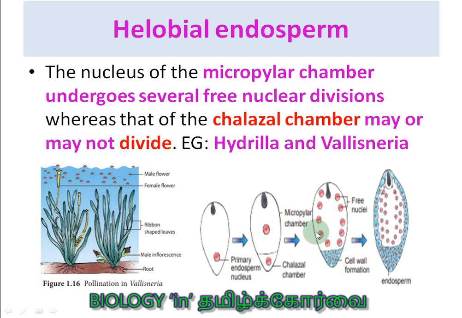So here they are showing free nuclear division in the micropylar chamber on one side. So it gives the appearance of nuclear endosperm. On the other side, cell wall is formed in the chalazal chamber cells. It gives the appearance of cellular endosperm. So we can say this is an intermediate type between nuclear endosperm and cellular endosperm, students. So at the end, you can see the free nuclear endosperm is at the center, and on the chalazal side it is cellular endosperm.